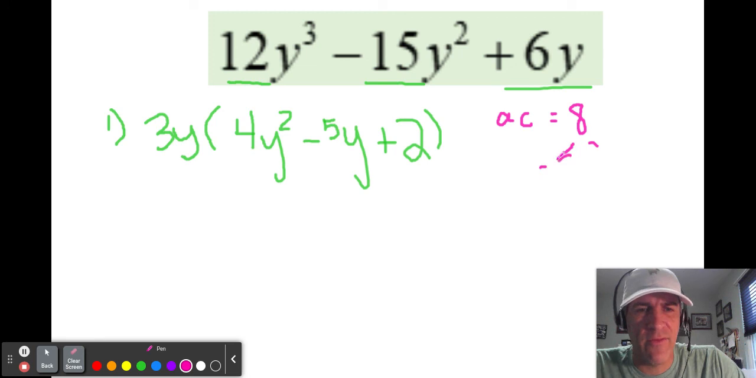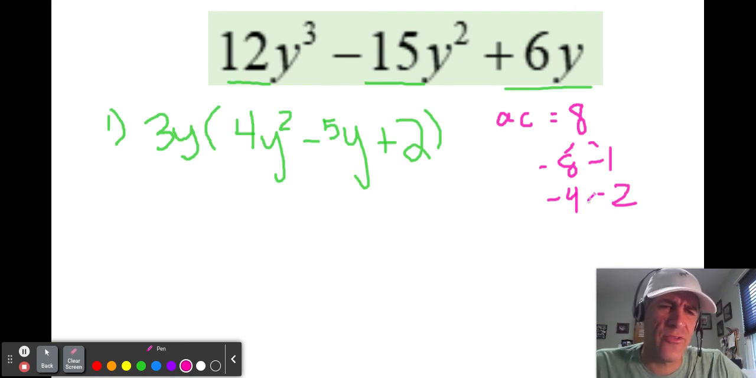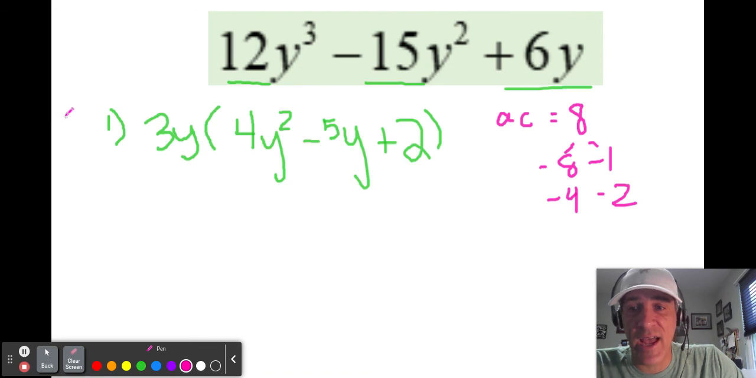Well, I could do negative 8 and negative 1. That's no good. Negative 4, negative 2. That's no good. Any other factors? No, there's not. So this is actually the full factored form right here.